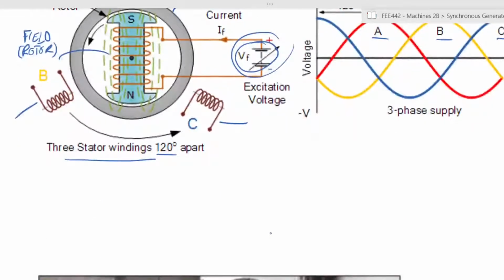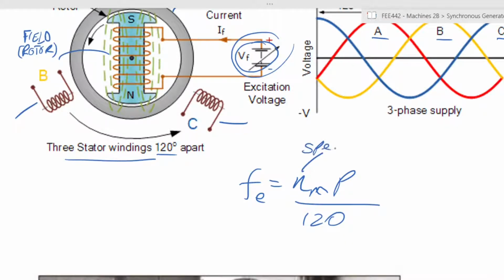One of the other things that we've seen is that the frequency of the field supplied will be given by the speed of the mechanical movement times the number of poles over 120. So the frequency itself is only proportional to the speed of the prime mover and to the number of poles.